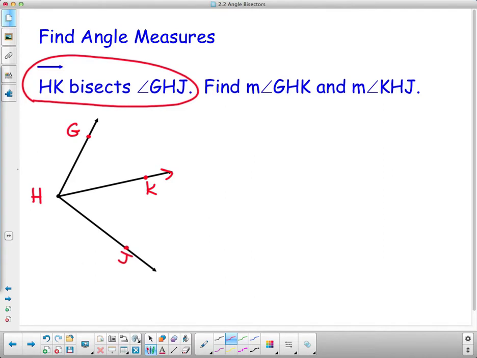Bisects. What markings should I put on the diagram to show that that ray bisects the angle? The curves. Yep. But this angle is supposed to be the same as that angle. Okay, so now with that information, I'm going to give you something and have you answer the two questions. I'm going to tell you the measure of angle GHJ is 110 degrees. What's the measure of angle GHK and KHJ?